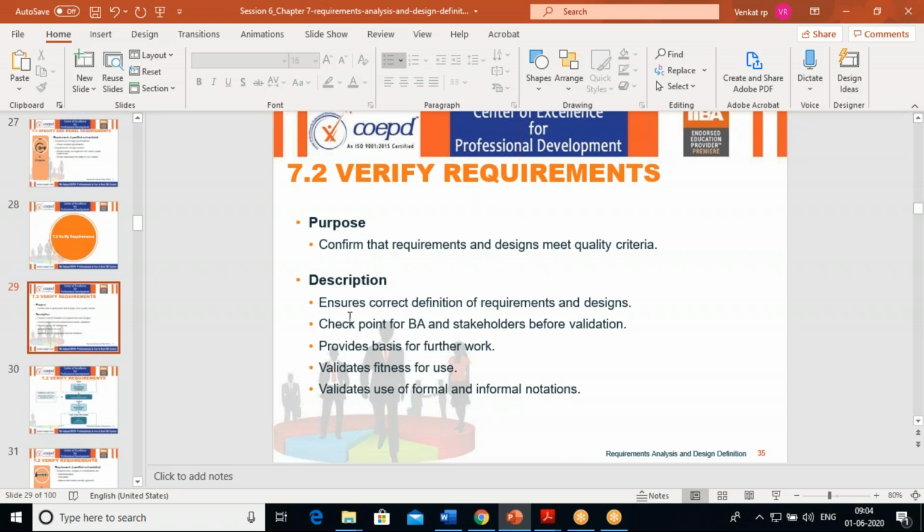It provides a basis for future work, validates fitness for use, and validates the use of formal and informal notations. Here we verify requirements for the concerned stakeholders: what information they have given, whether we have addressed it or not, and whether these are in line with the company's objectives and goals or not. That is what we are going to see here.